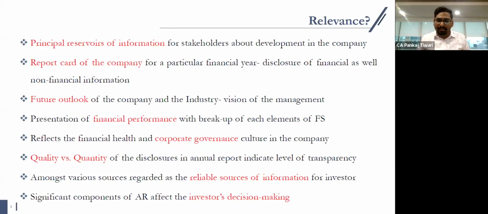You will have independent directors in all the companies. You will have an audit committee in all the companies. How can you see whether these committees are effectively doing what they are supposed to do as responsible committee members? Then quality versus quantity of the disclosure. This indicates the level of transparency: whether the annual reports are flooded with information, and whether that information is relevant from my perspective or just given because the regulatory requirement is there. And of course, this is regarded as a very reliable source of information.